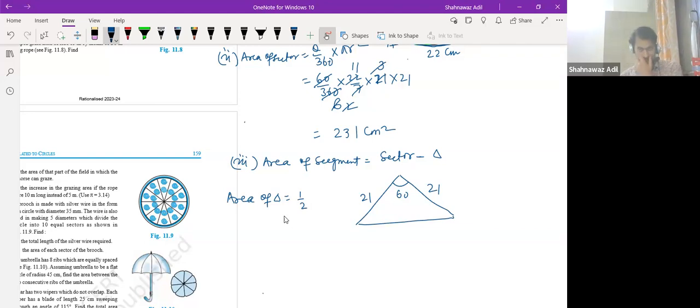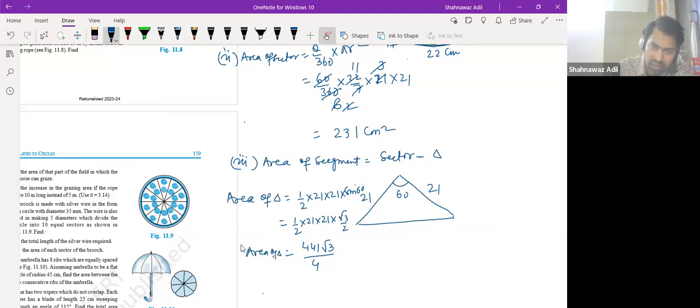So root 3 by 4 r square. Or sir, we can take the trigonometric formula. So half 21 into 21 into sine 60, right? So ultimately, what Amira is saying, we get that, but yeah. So this is half 21 into 21 into 3 by 2. So this is root 3 by 4 into square. Yeah, this is 21, 21 is 441 by 4. So this is the area of triangle.